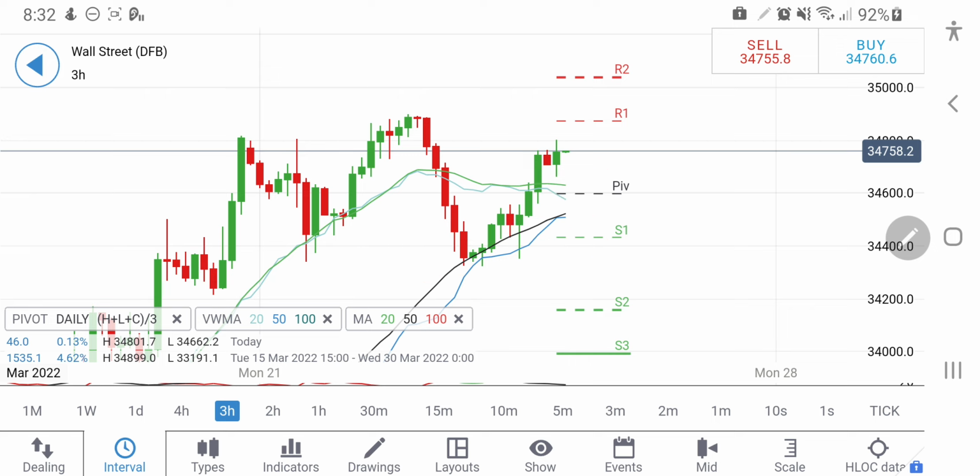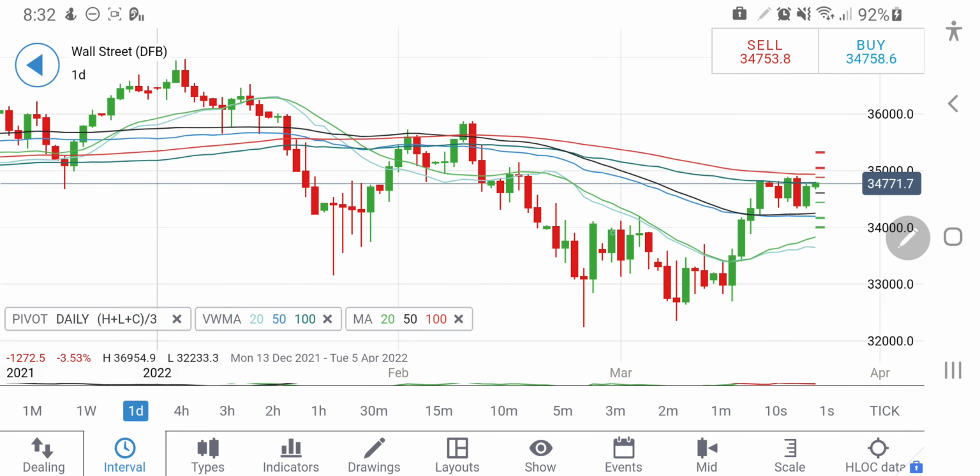Take a short entry at 34,700, and yes, you can expect it to get a strong support at 34,600. Breaking this only, one can expect that it is going to drop further again on the downside. Now look at the daily charts.